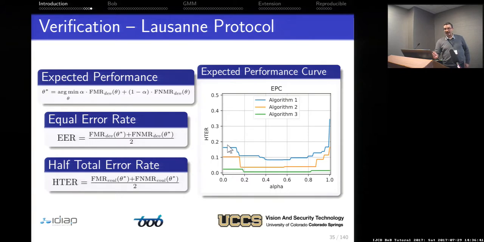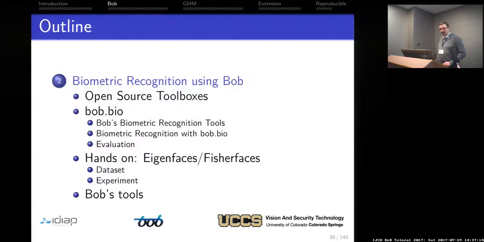And then you take this threshold and you compute the so-called half total error rate, which is the average of the false match rate and the false non-match rate on the evaluation set, and you plot that for different values of alpha, so that you can check an operating point where you want to set your threshold. Okay.